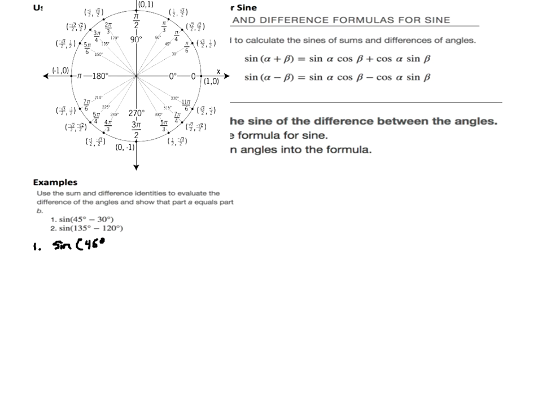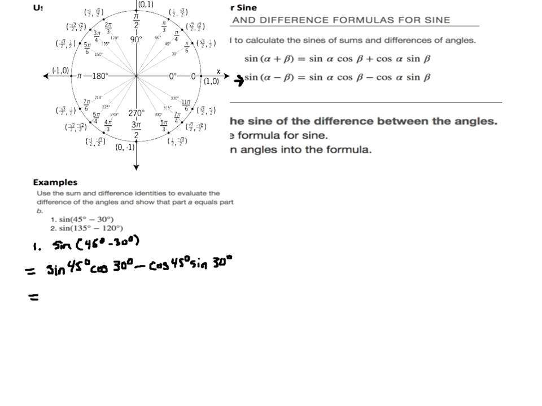we have the sine of 45 degrees minus 30 degrees. And that is equal to, okay, so we're using the difference formula right here. So that is sine of alpha, which in this case is 45 degrees, times cosine of beta, which is 30 degrees, minus cosine alpha, which is 45 degrees, times sine beta, which is 30 degrees.